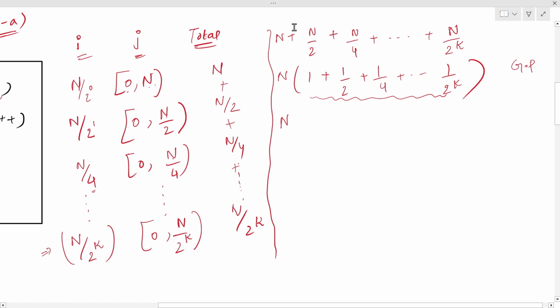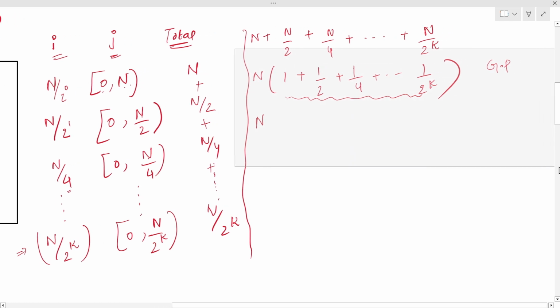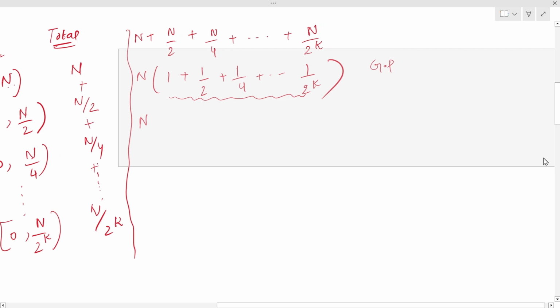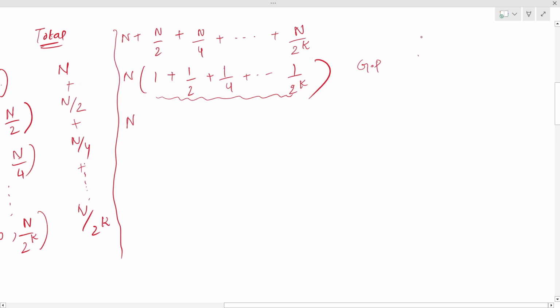And we know in geometric progression, guys, for any terms, it will be something like a into 1 minus r power kth term plus 1 divided by 1 minus r. If I take geometric progression, which is something like a plus a by 2, a by 4, something like this, okay?